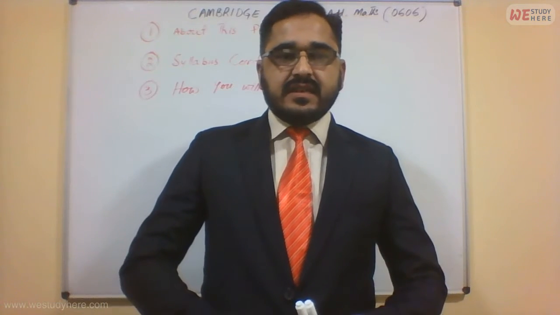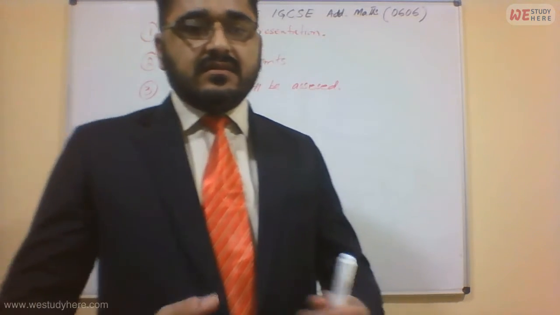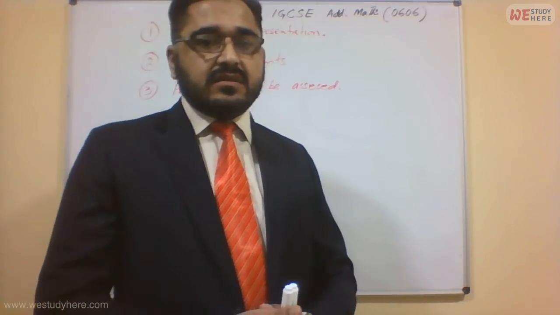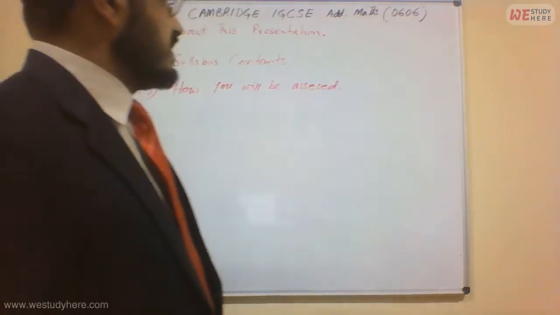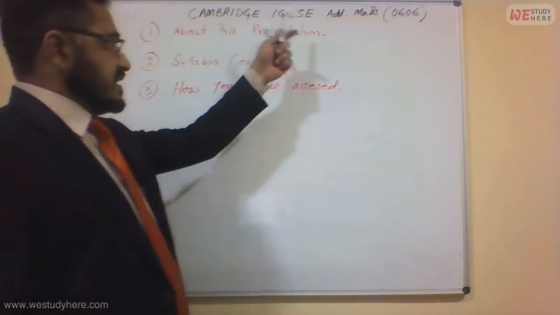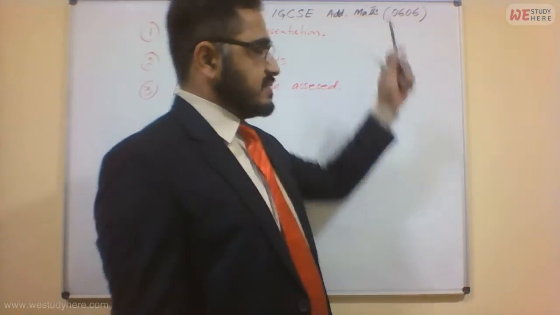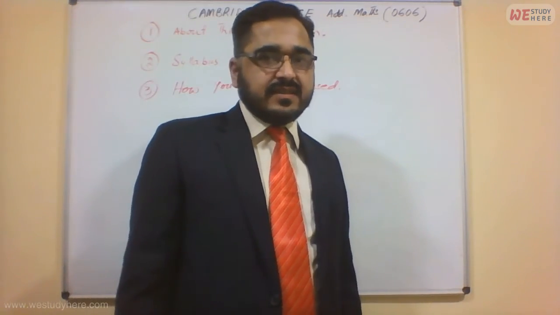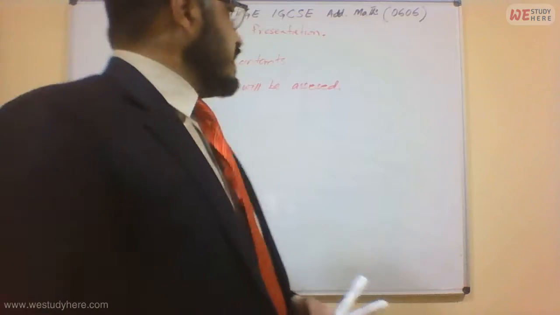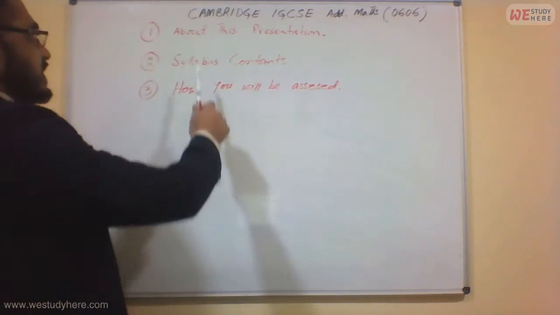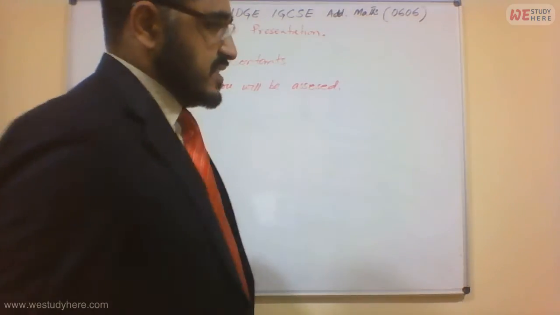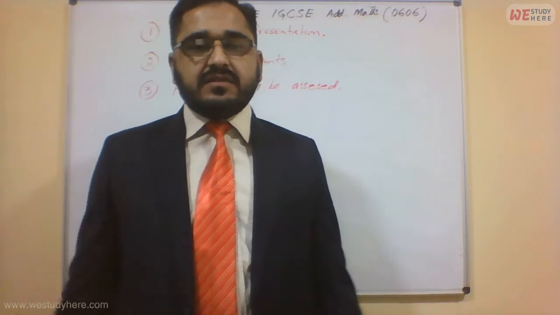As today is the first class of this session, we will discuss generally about the subject additional mathematics. Cambridge IGCSE additional mathematics code is 0606. Here in section 1, we will discuss today's presentation, what we will discuss today.